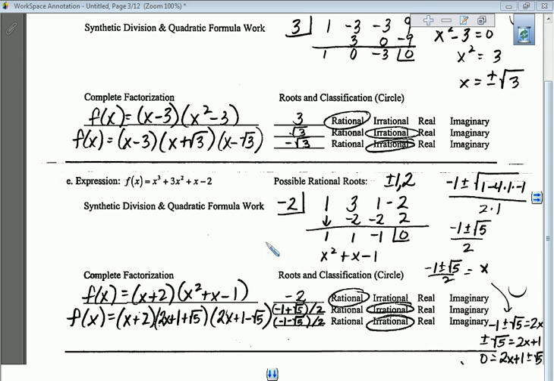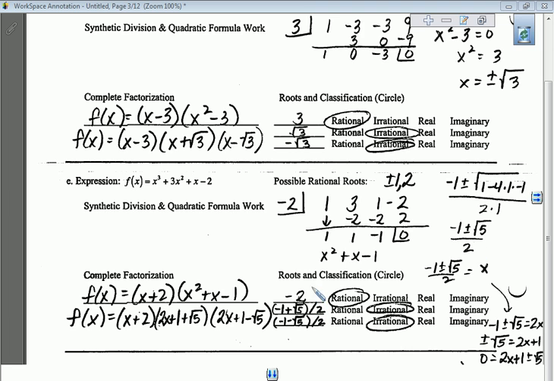Okay, let's take a look at E. Had a nice short list of possible rational roots on this one, plus or minus 1 and plus or minus 2. You should have seen on your calculator that -2 worked. Therefore, when you use synthetic division here, we get 1, 1, -1, which represents x squared plus x minus 1. When we use the quadratic formula for this, because it won't factor, when we plug it in over here, you get -1 plus or minus root 5 over 2, which is our root.